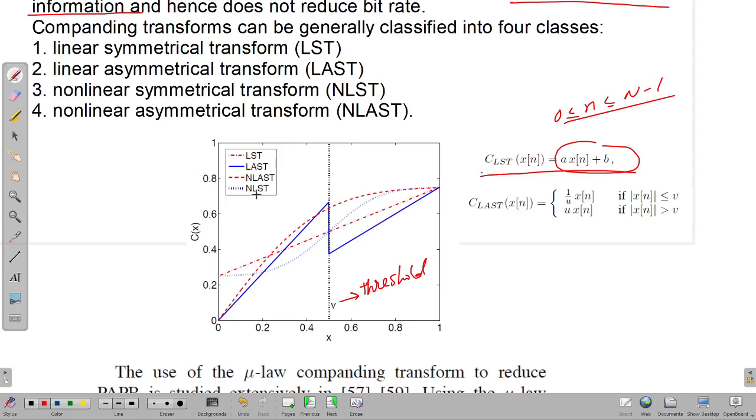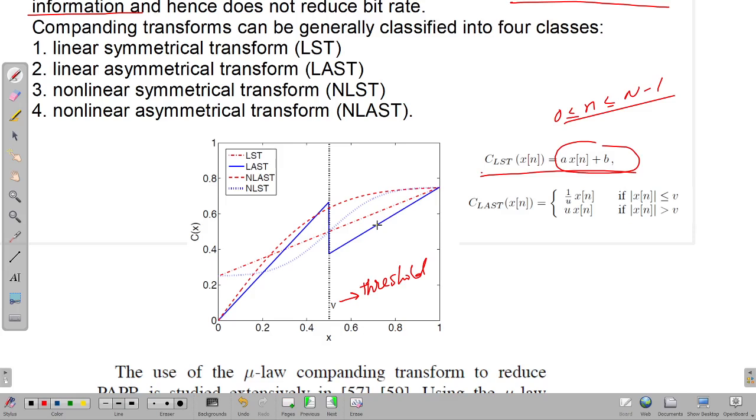When the signal amplitude crosses the threshold value, you can observe that this companding method gives some effect to reduce the peak value. Sometimes it tries to reduce the peak value, and sometimes it tries to increase the average value, the average power of the signal.